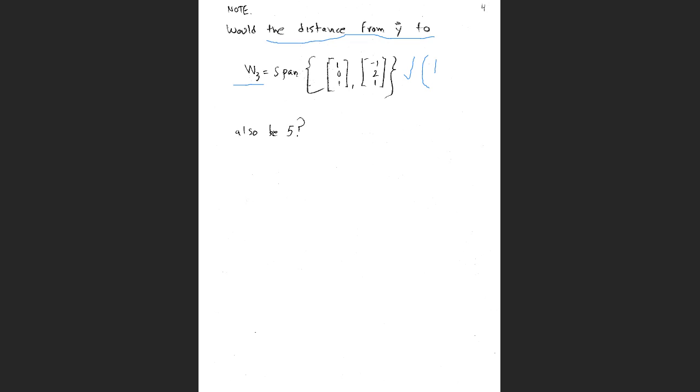This is a plane in R3, right? So I'm wondering, well, gee, it's a plane too. Would the distance from the vector y to this subspace W3 also be 5?